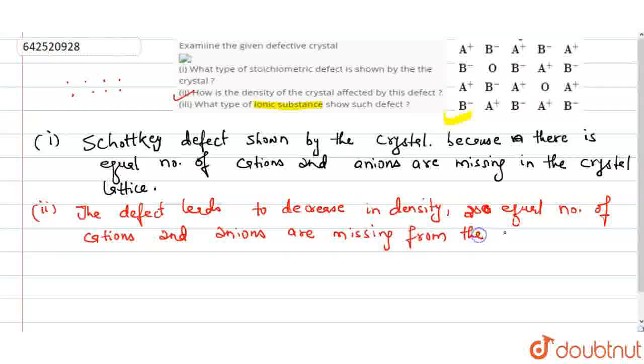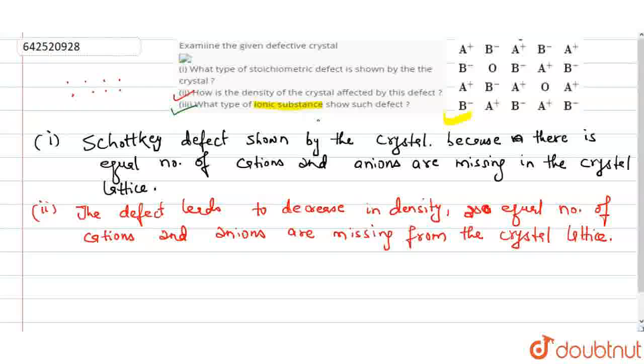From the crystal lattice. Okay, you got the point. The defect leads to decrease in density. Why does it lead to decrease in density? Because equal number of cations and anions are missing from the crystal lattice. Okay, so let's go to the last question. What does the last question ask? What type of ionic substance shows such defect?